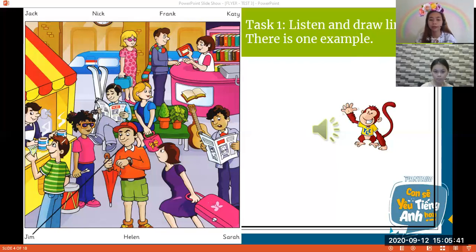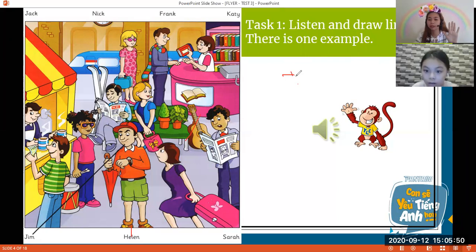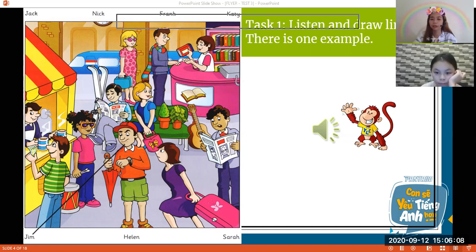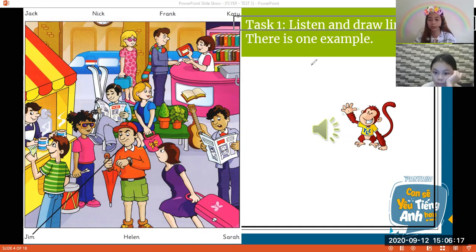Can you draw now? Yes. Okay, so wait, don't move it. Okay, stop it first. Don't move the mouse. Don't move the pen. Okay? So you're going to wait. You're going to listen and draw lines, okay? I will play it now.